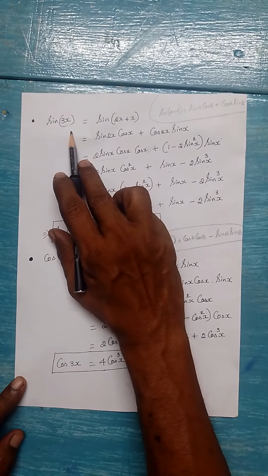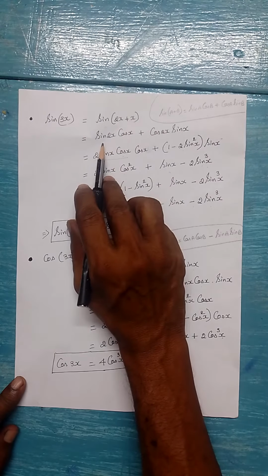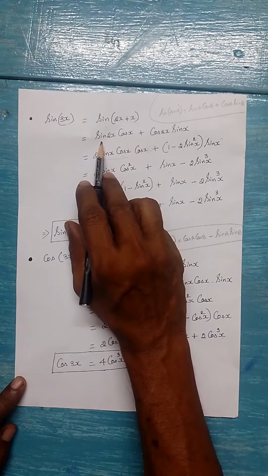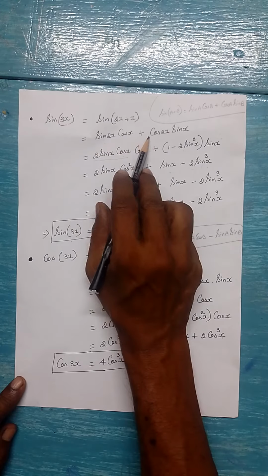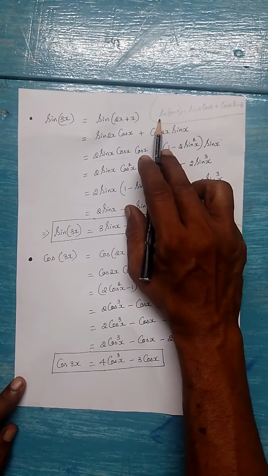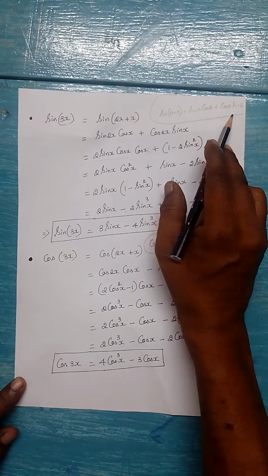Sin 3x formula derivation. We can write 3x as 2x plus x, so sin 3x is sin(2x + x). This can be written as sin 2x cos x plus cos 2x sin x, by making use of the formula sin(a + b) is equal to sin a cos b plus cos a sin b.